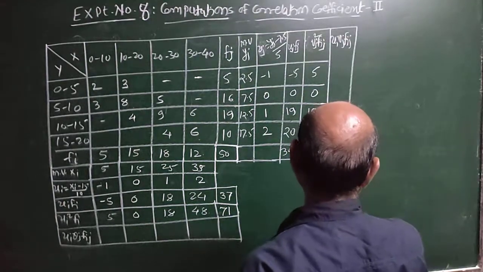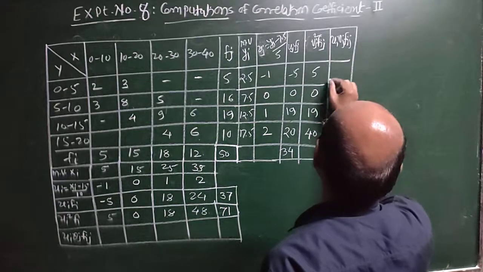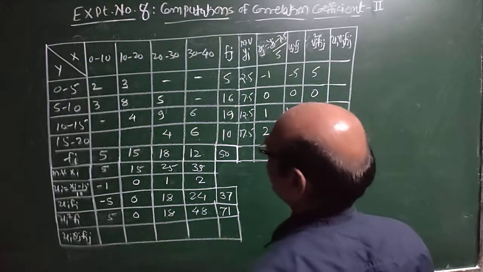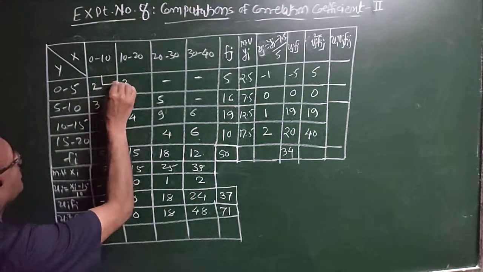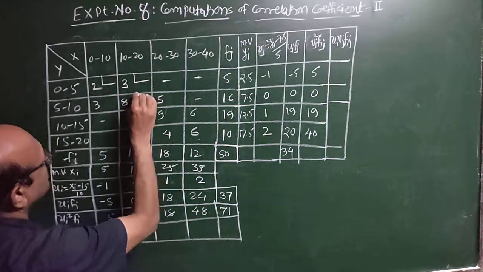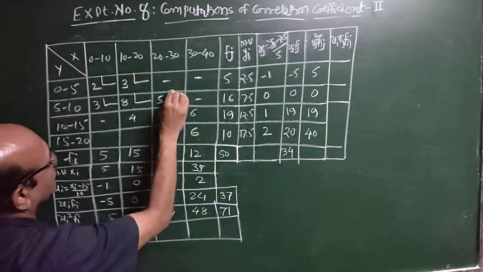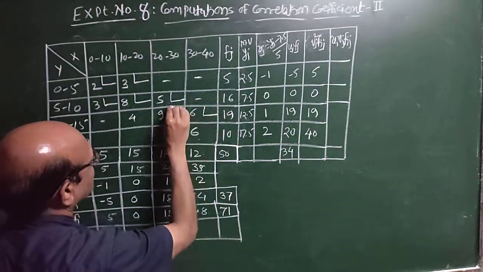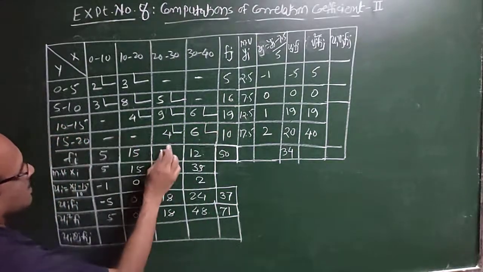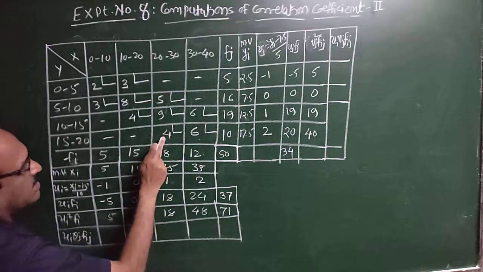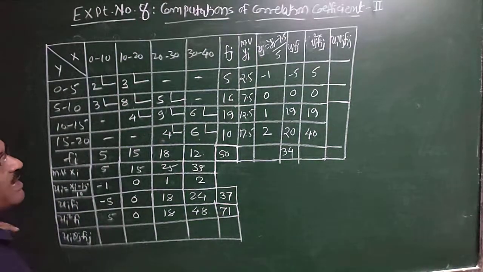How to obtain that ui vj fij? We will see. Wherever there is a cell frequency, you prepare one column here, a corner piece here, wherever there is a cell frequency. So these numbers will give the fij.